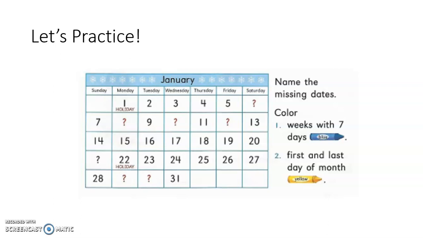Great job. Now let's get that yellow crayon. The yellow crayon we need to use to color the first and last day of the month. So what is the first day of the month? Yep, the first is the first day of the month. So color that number 1 box yellow. And what about the last day of the month? What day is that? Yes, Wednesday the 31st is the last day of the month. So color that 31 box yellow.